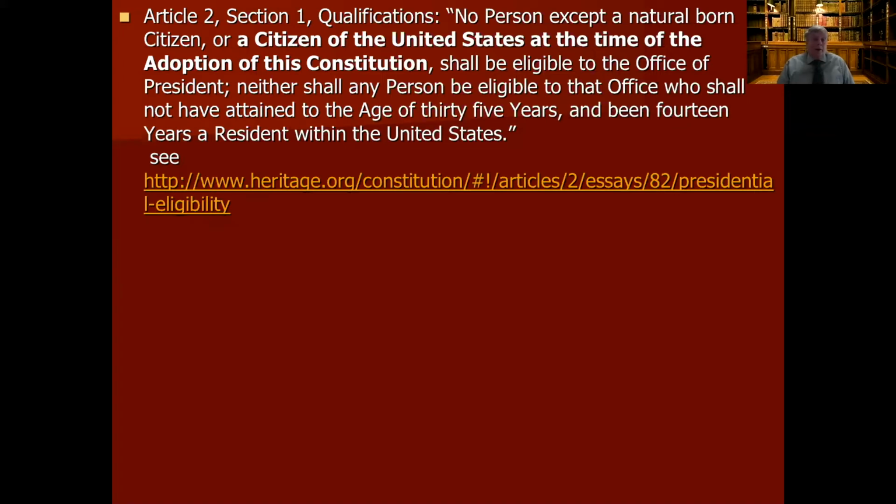And then finally the 14 years a resident within the United States. This is intended to assure that somebody hasn't been abroad for a long time, been converted or subverted to be loyal to another country. Rather, the person needs to have been in the United States as a resident for a long period of time.